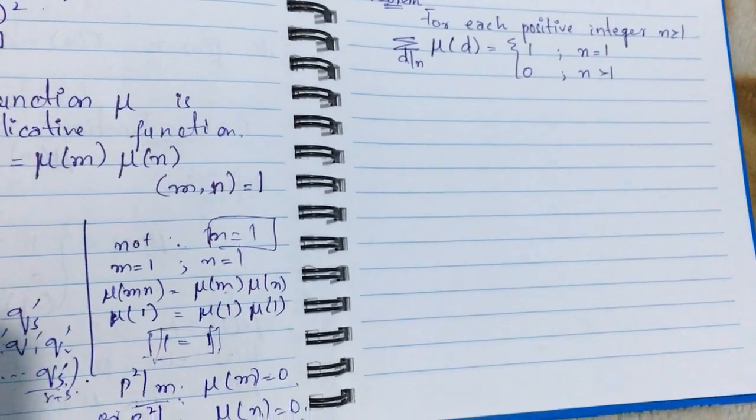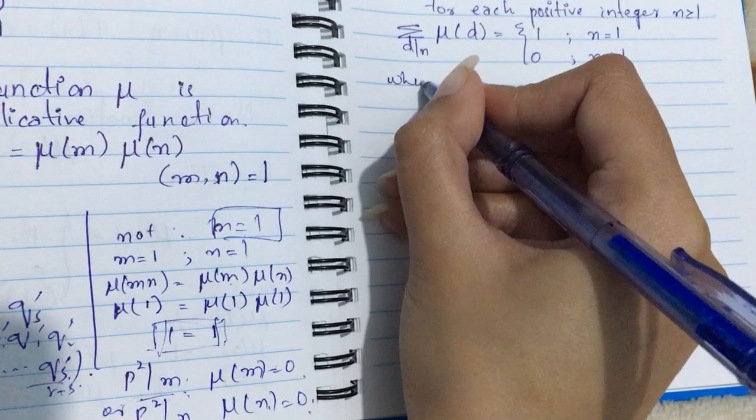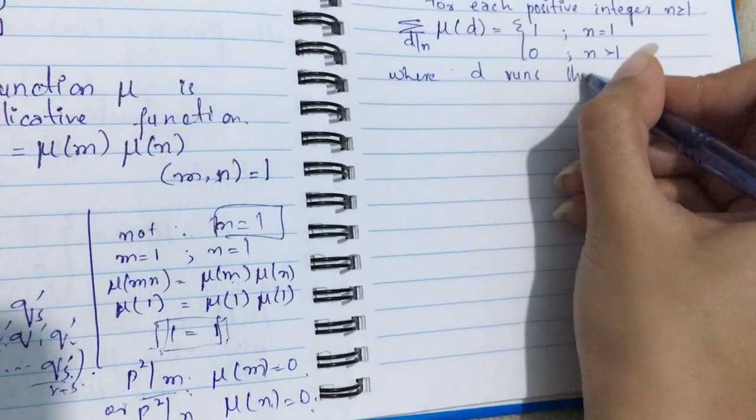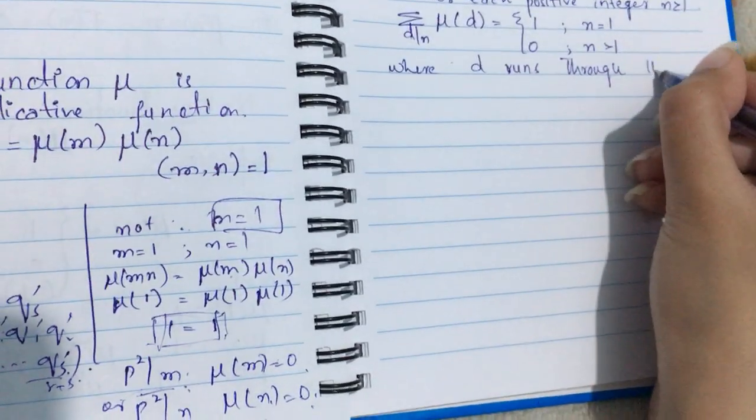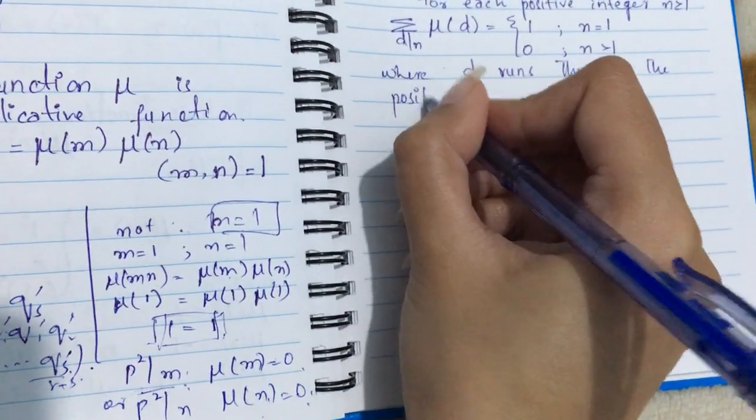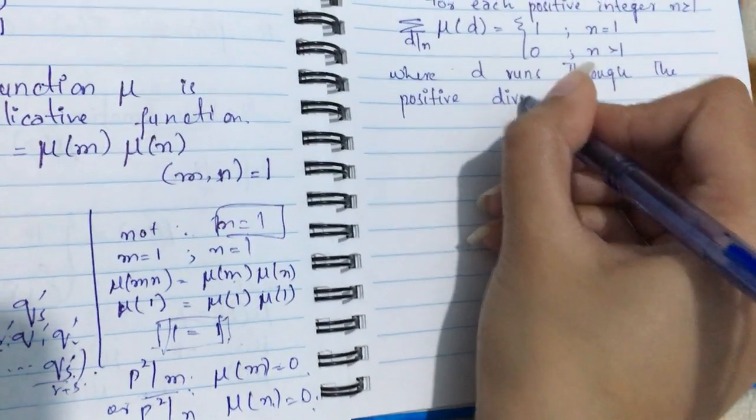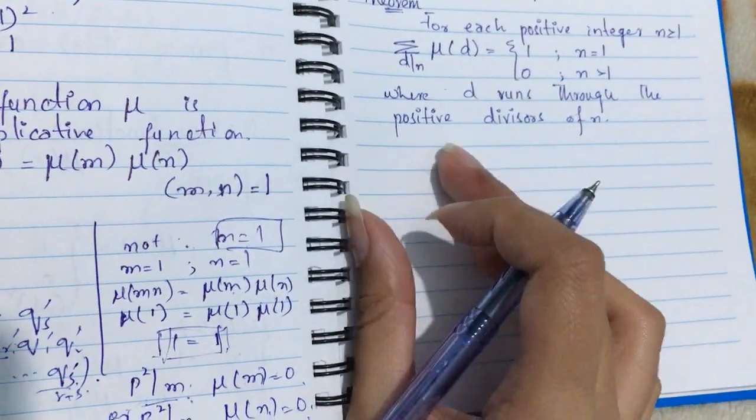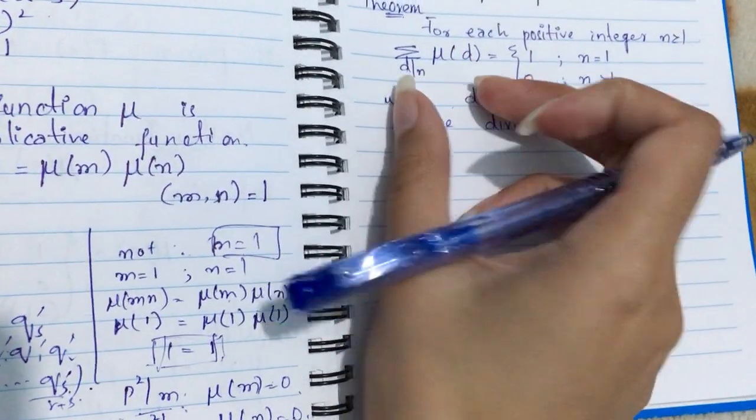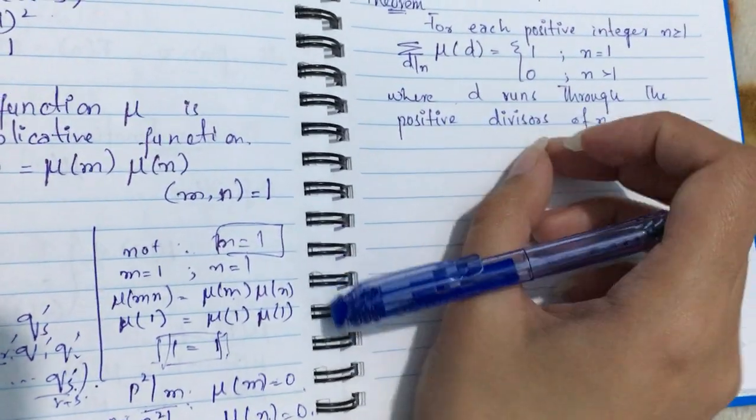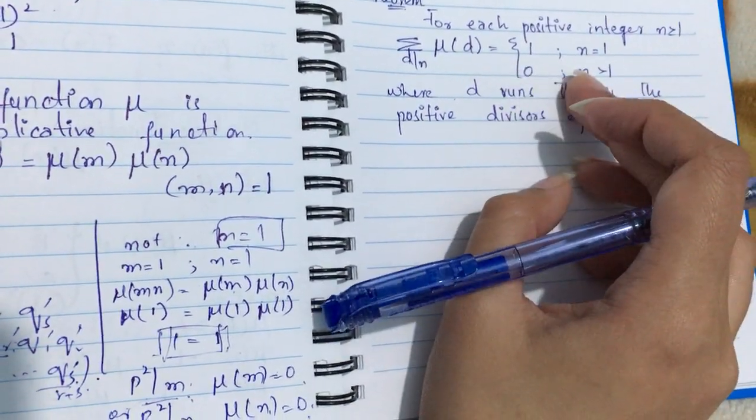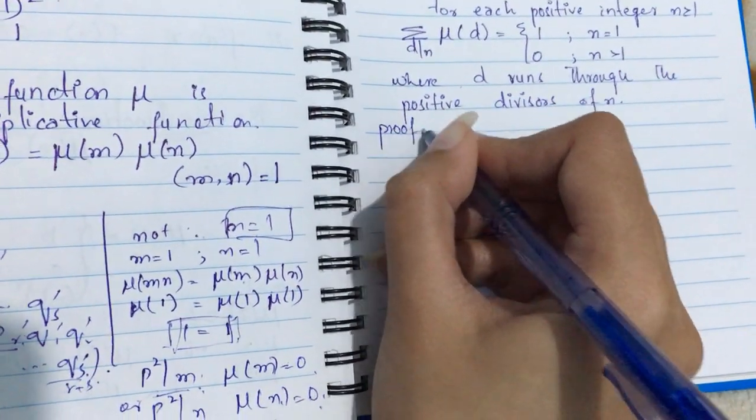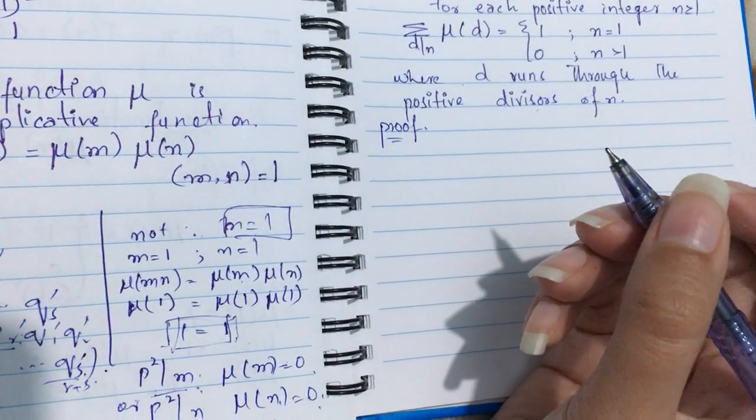Now here we have these two conditions, where d runs through the positive divisors of n. So here d is basically the positive divisors of n, and we have to prove this result, that this sum is equal to 1 when n equals 1 and 0 when n is greater than 1. So the proof of this theorem is, we are going to prove it.